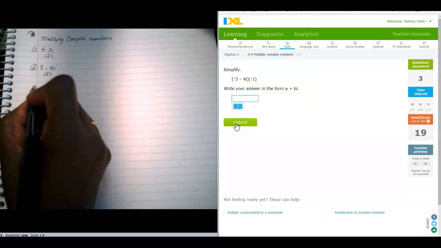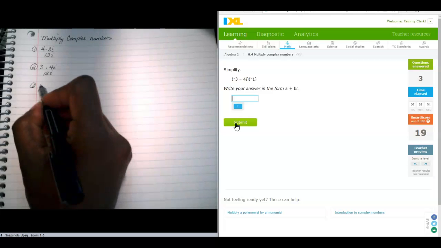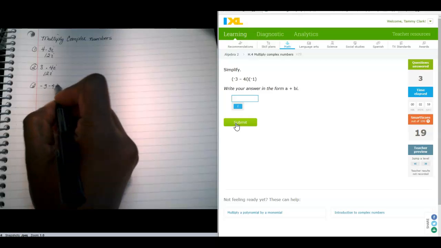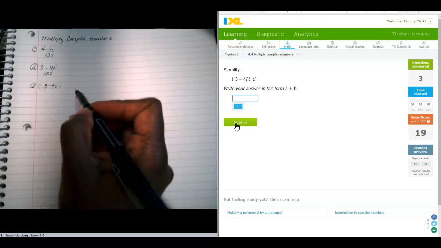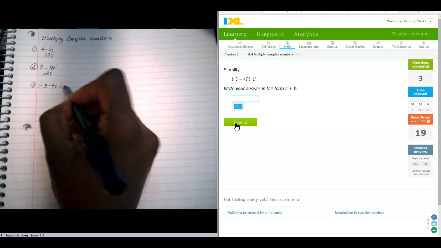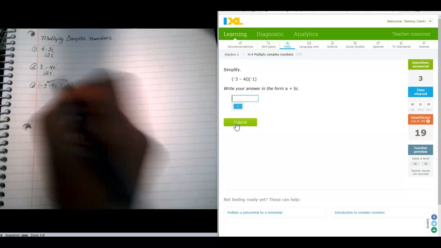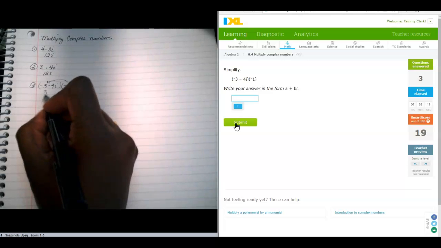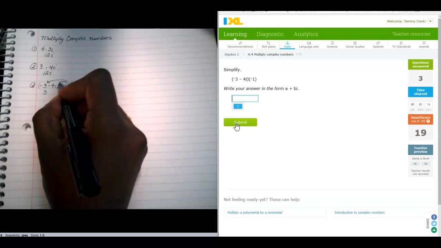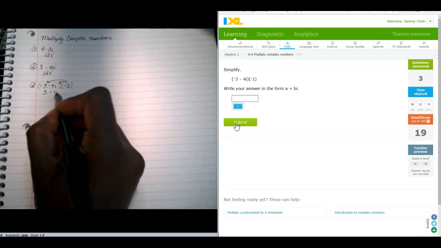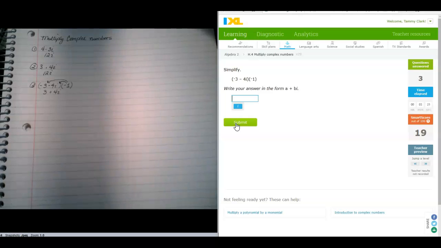Let's look at number 3. This time we've got negative 3 minus 4i in parentheses, so that kind of looks like a binomial, doesn't it? And we're going to take that and multiply it by negative 1. Well, you're simply going to take negative 1, distribute it to negative 3. That gives you positive 3. Then negative 1 distributed by multiplication to negative 4i gives you positive 4i. So our answer would be 3 plus 4i.